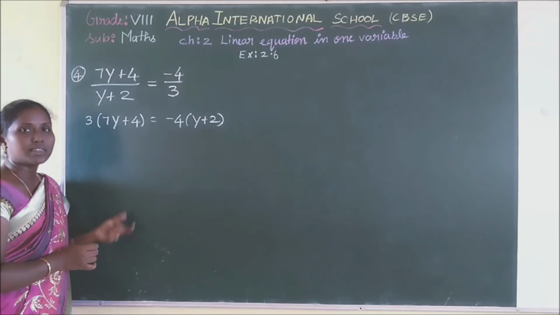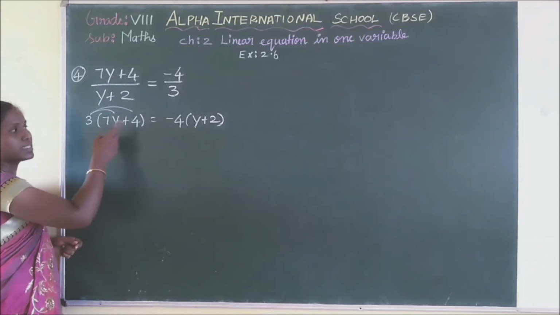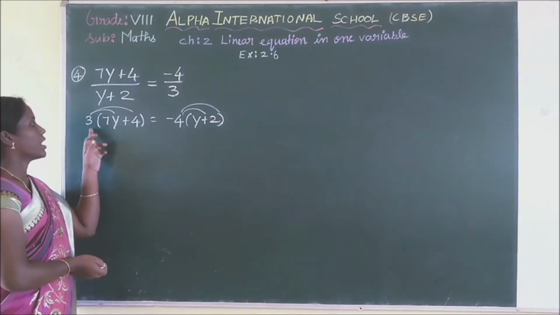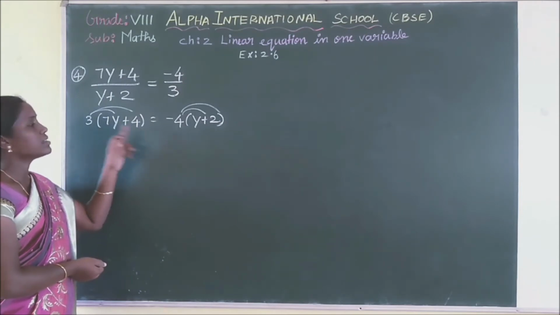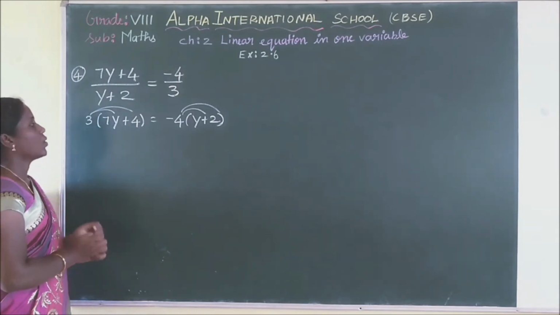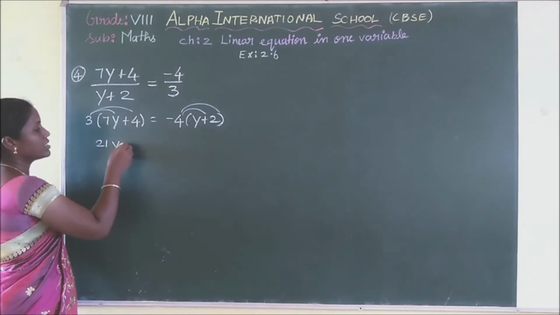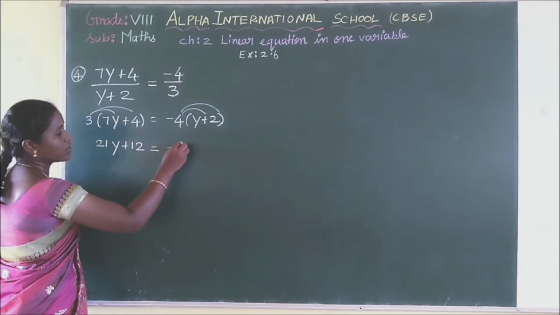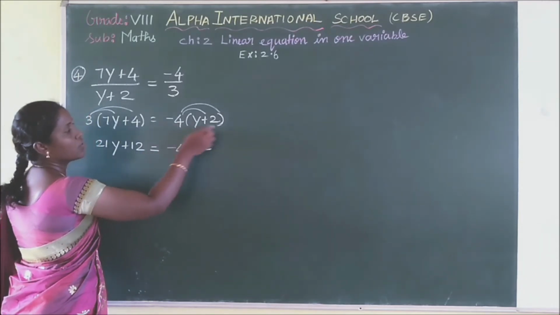What do we have to do next? We have to remove the brackets and simplify the linear equation. So how to remove the brackets? We have to multiply 3 to the 2 terms inside the bracket and minus 4 to the 2 terms inside the bracket. If you want to remove any common multiplier outside the bracket, you have to multiply the number with all the terms. If 2 terms, with 2 terms; if 3 terms, with all the 3 terms inside the bracket. Now multiply: 7 3s are 21y, and 4 3s are 12, is equal to minus 4y. Along with the sign, multiply that. Minus 4y, minus into plus, it is minus 4 2s are 8.